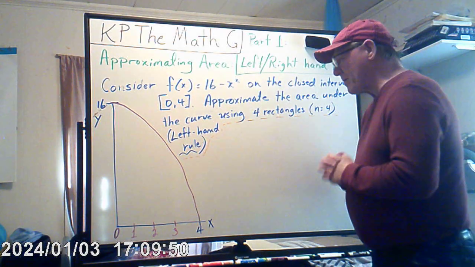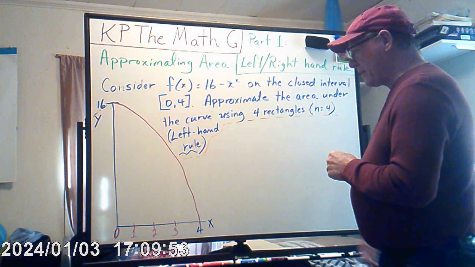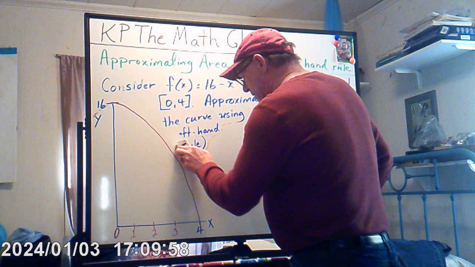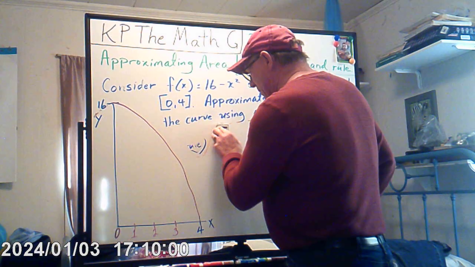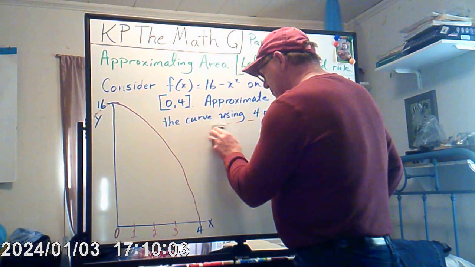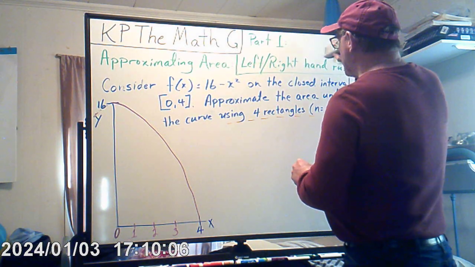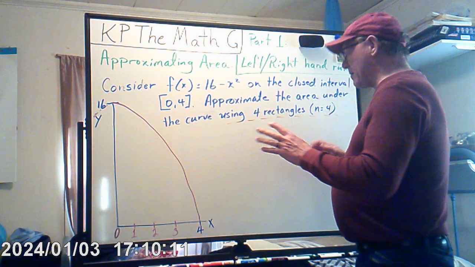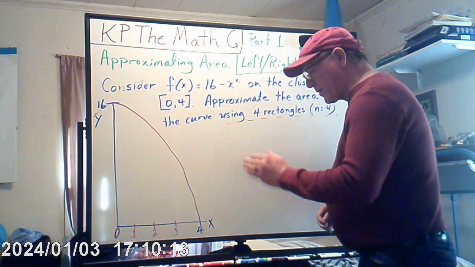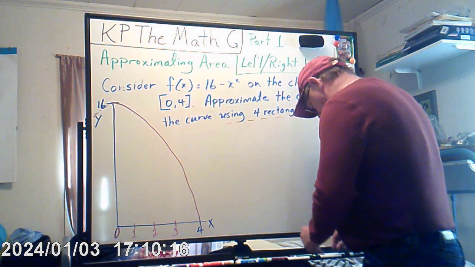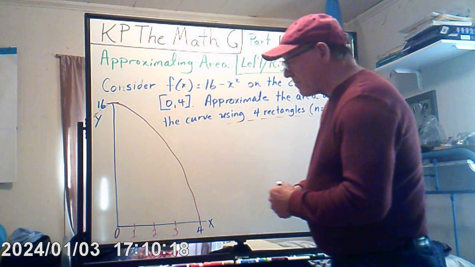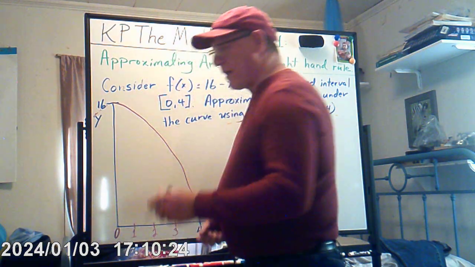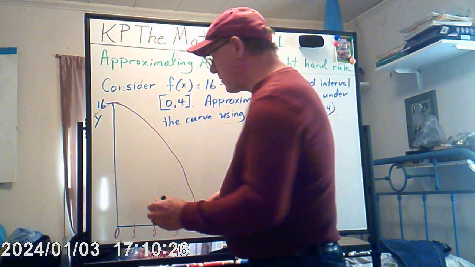What are we talking about here? Left hand rule and so on. Let me erase this because I'm going to need all the room I can possibly muster on this board. Right now we are looking at the left hand rule. Now what we need is 4 rectangles, and let me give you an idea of what we're doing here. I want 4 rectangles, and we're going to find the area of each one.